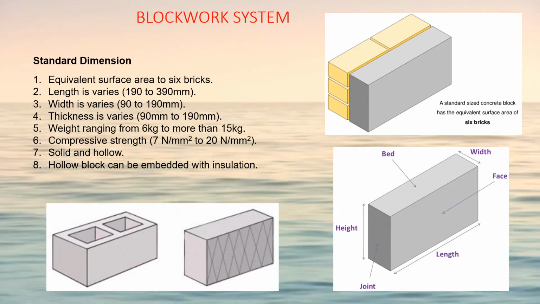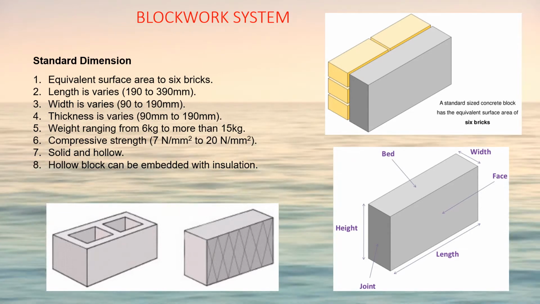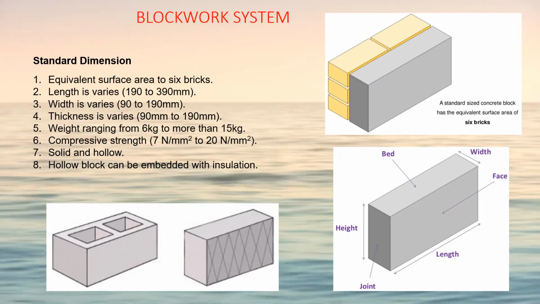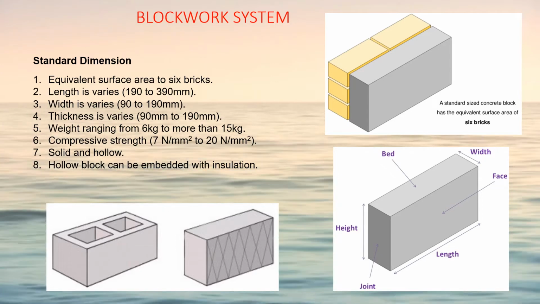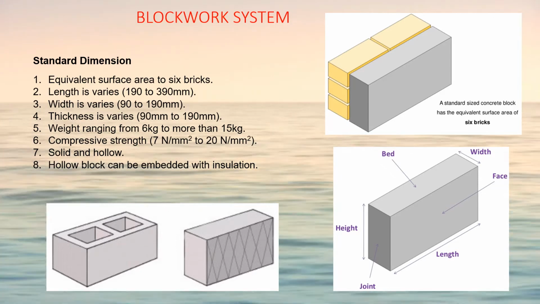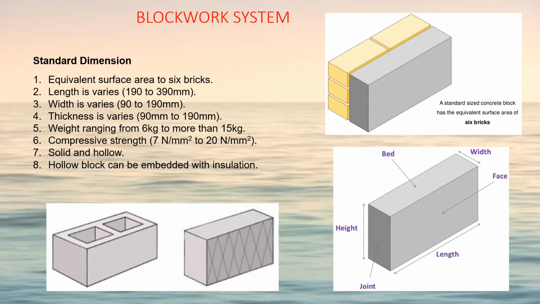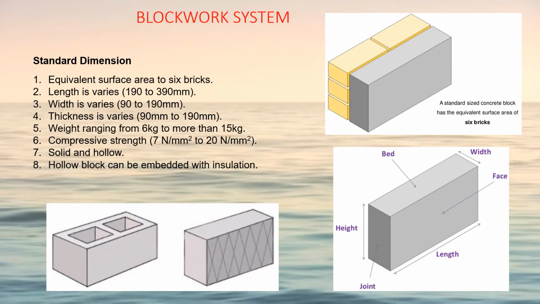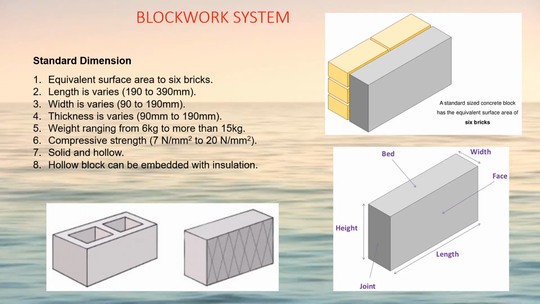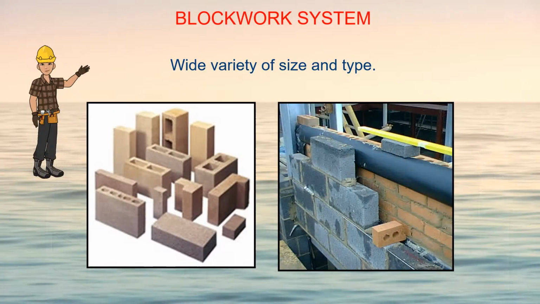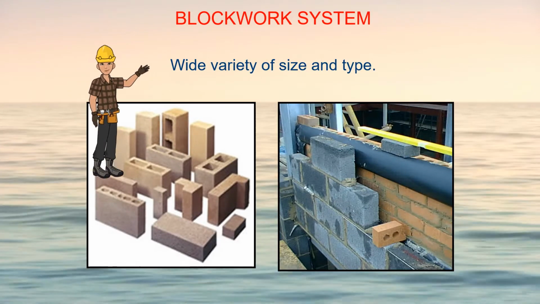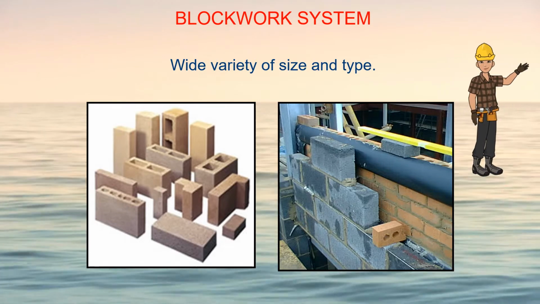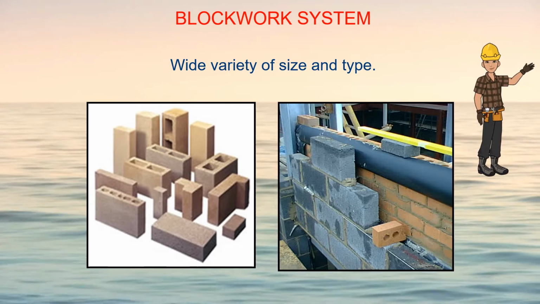Number 6. Blocks are manufactured to meet compressive strength standards between 7 Newton per millimeter square to 20 Newton per millimeter square. Number 7. They are produced in solid and hollow. And number 8. Hollow block can be embedded with insulating materials or concrete in the void. Block comes in a wide variety of size and type used within the construction industry today.